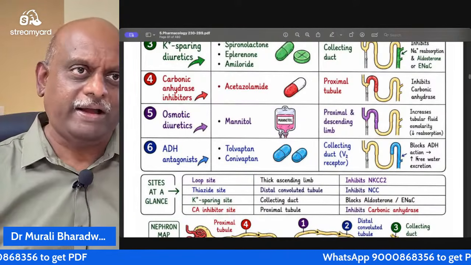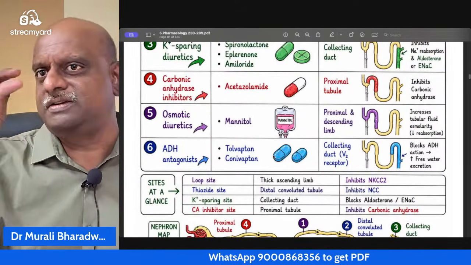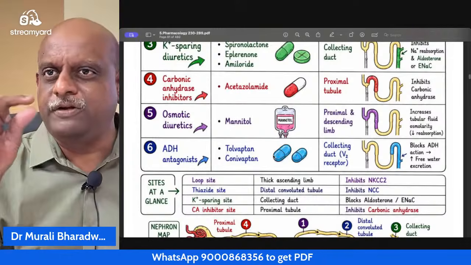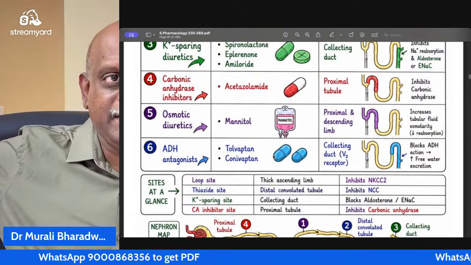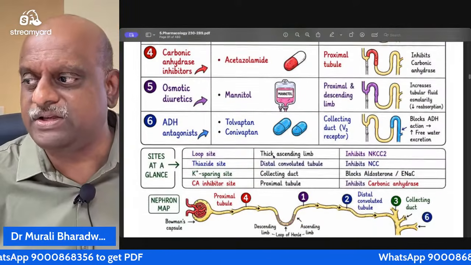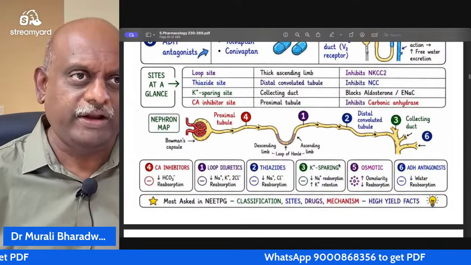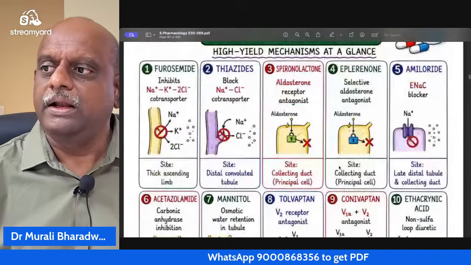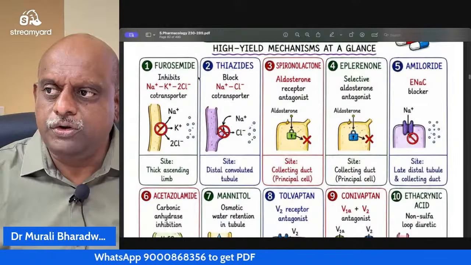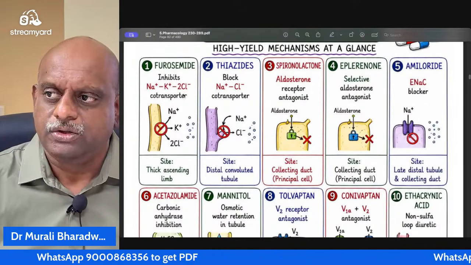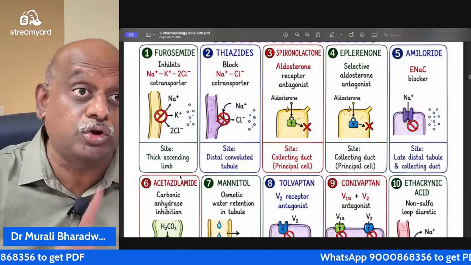Tolvaptan, conivaptan. Regularly in clinical practice, we use tolvaptan. Samsca is the brand. We give 15 milligrams twice daily in people who have SIADH, syndrome of inappropriate ADH secretion. So don't forget where they act. Now, doctor, furosemide: the sodium, potassium, 2-chloride co-transporter in the thick ascending limb, not thin, thick.